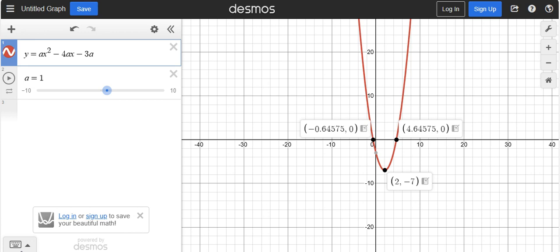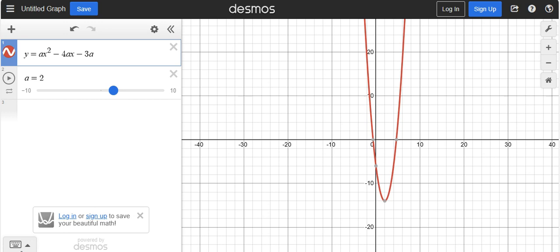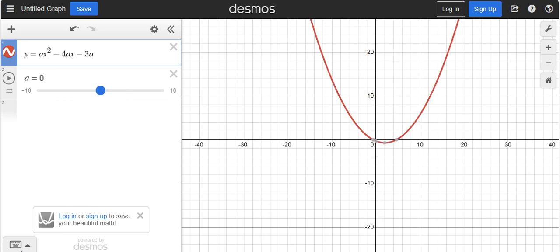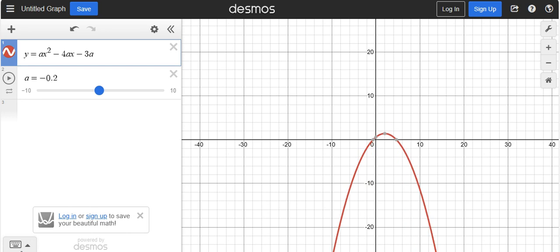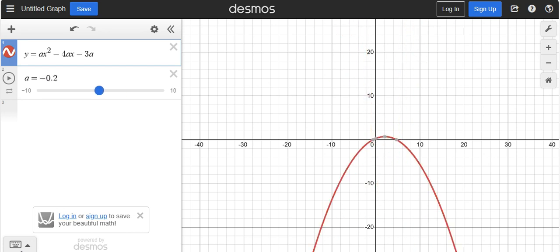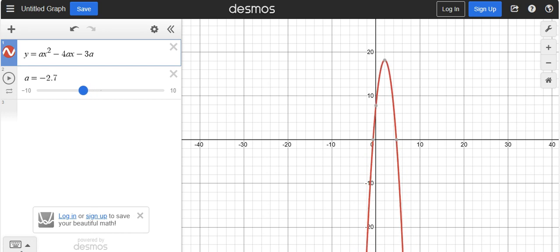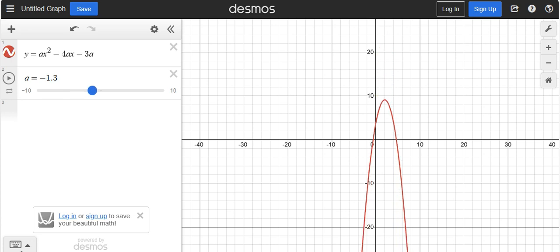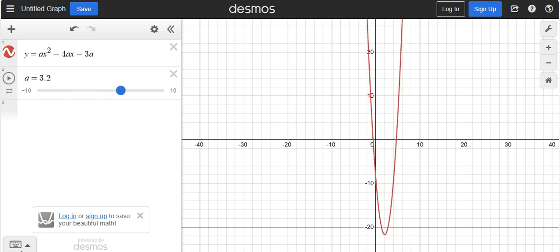And if I play with a, we can see that this is the whole family. Now it only goes up to positive 10, but we have an entire family of quadratics here that all have the same roots, all have the same x-intercepts. And even over this small range, you can see that we have an infinite number of possibilities. This only goes up by a tenth. So this is what we mean by a family.